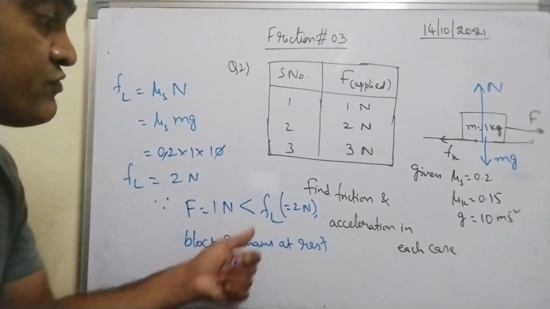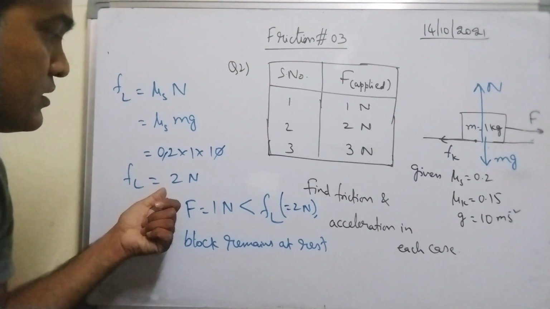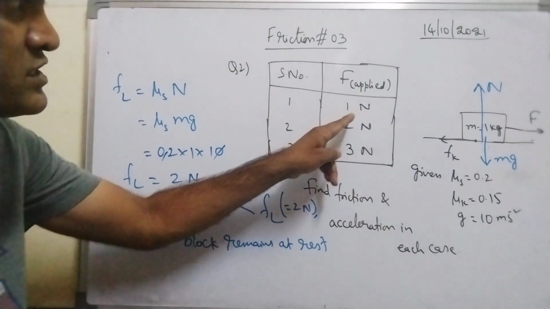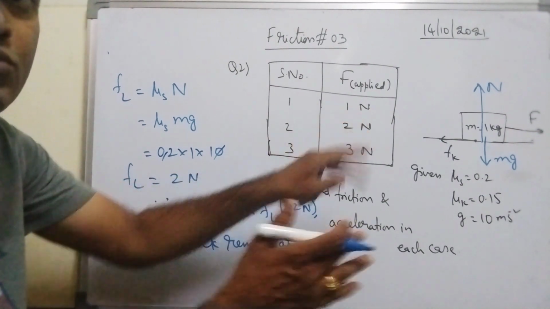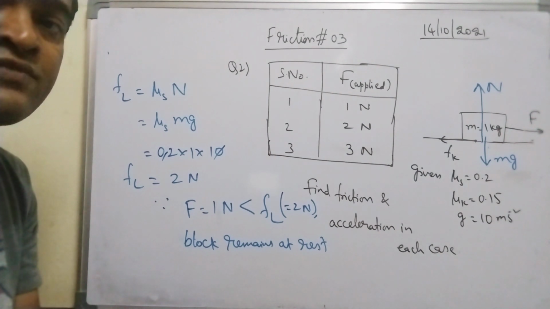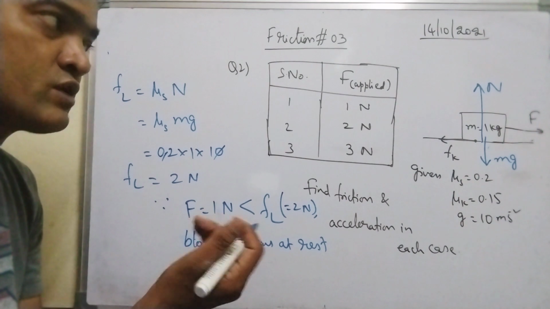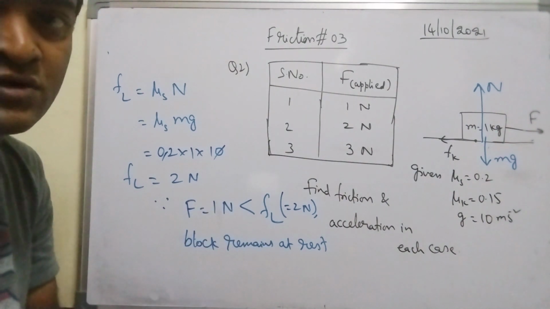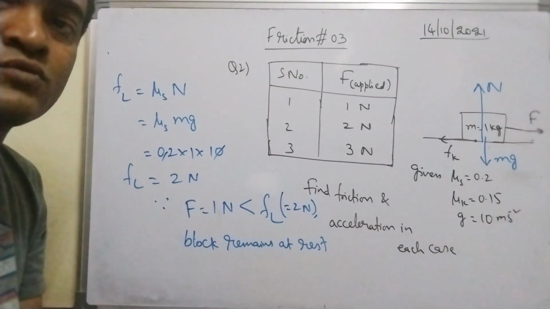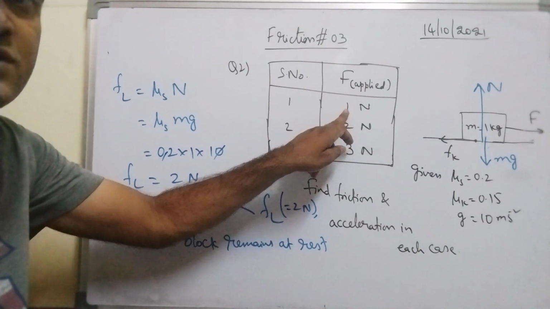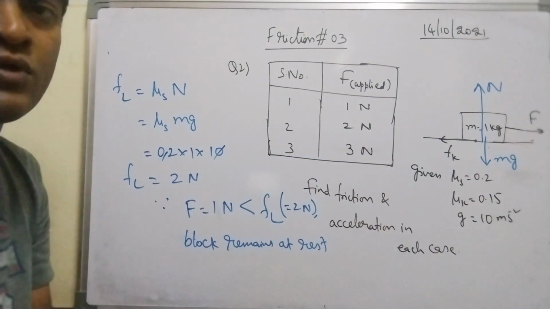So what is this friction called? This force is not sufficient to move the block. So the type of friction I have observed is static friction. That is what we all observe, is it not? Because the block is unable to move with this force. This force is not sufficient to move the block.